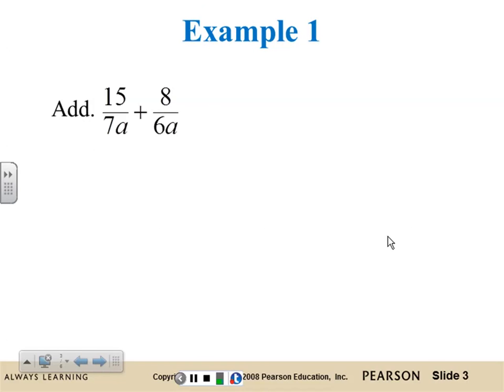Alright, so let's try this one. So again, we're adding fractions, so we have to have a common denominator. Notice the a is already in common, so we know that's going to be part of our common denominator, but we also have to find a common denominator of 7 and 6. So what we need to do is write everything as its prime factorization. Well, 7 is prime, a to the first is prime, 6 is not prime. It will go into 2 and 3, and then a is prime.